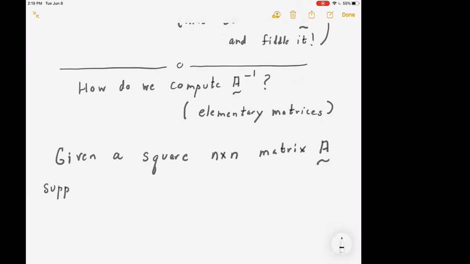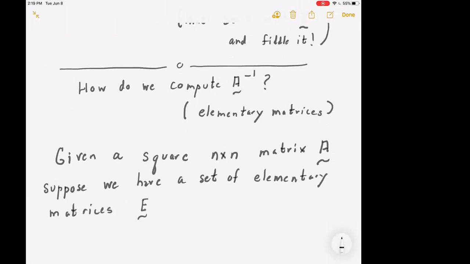So you're given this matrix A, and suppose you have discovered a set of elementary matrices. And it could be 2, it could be 30, it could be 1 billion. So let's call these E sub 1, E sub 2, E sub 3, and this goes all the way up to E sub K. So there's a finite set, but you don't know whether it's 3 or 13. So we're solving this problem in general.